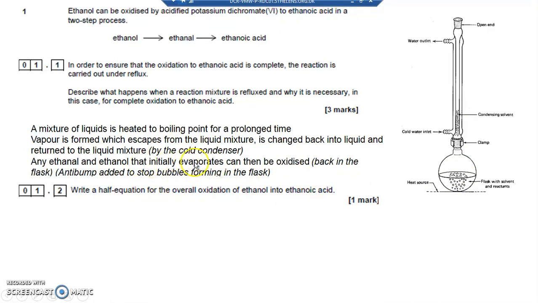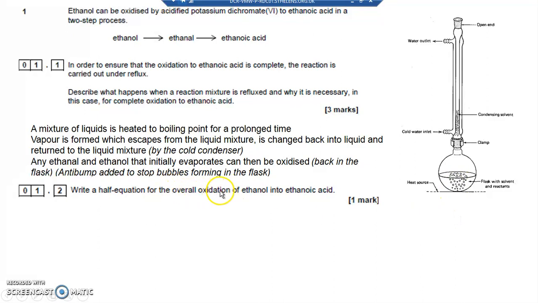Any ethanol and ethanal that initially evaporates is then returned back to the flask and can continue to be oxidized, to ensure that there's complete production of ethanoic acid, so that the oxidation completes through to the ethanoic acid stage. You can also add anti-bumping granules into the flask to prevent large bubbles from forming.